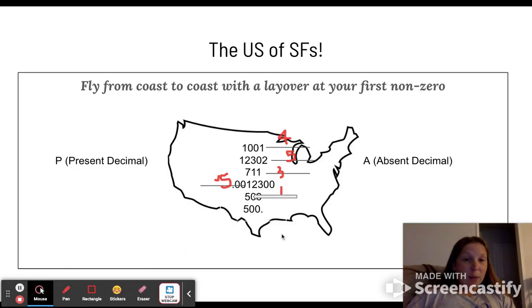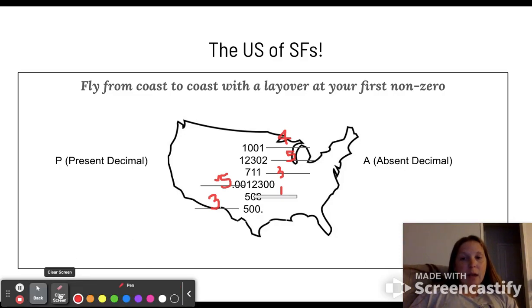However, the exact same number with a decimal has 3 significant figures, because I couldn't mark any of them out because that's where that decimal is located. So this is just a quick way to show you. You don't have to draw the United States, but you can fly from side to side to tell you kind of what does and does not count as significant.